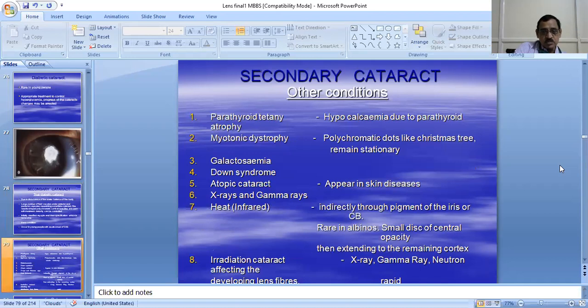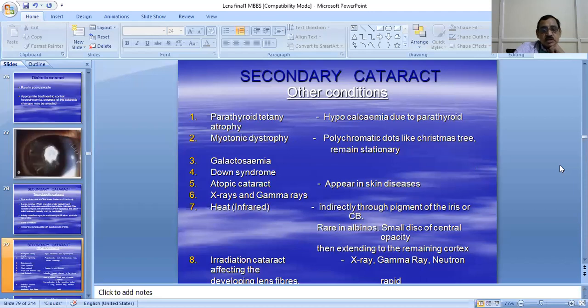So there are other types of secondary cataracts: parathyroid tetany or atrophy, and hypocalcemia due to parathyroid, which I have already mentioned. Myotonic dystrophy: here you see polychromatic dots like a Christmas tree. These remain stationary, and the patient's vision is very rarely affected.